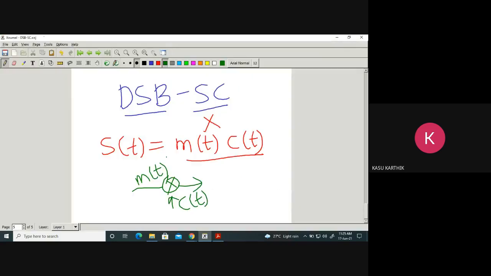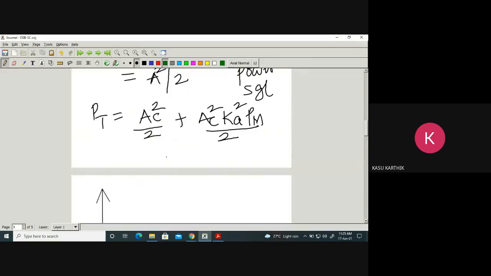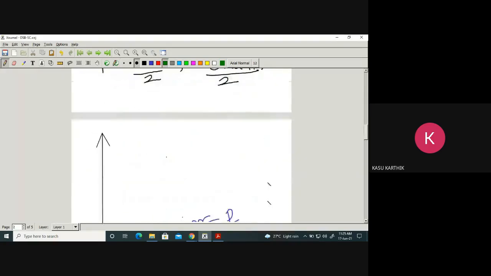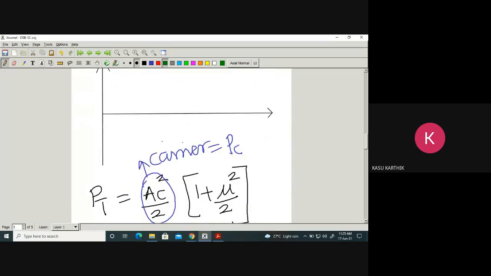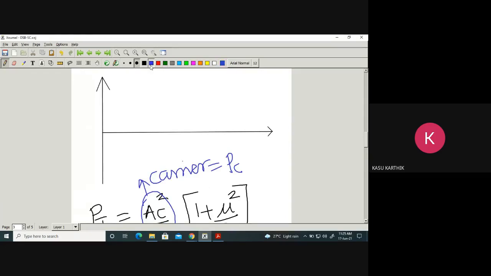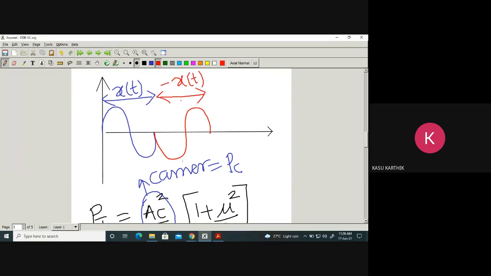Before that, let us discuss phase reversal. What is phase reversal? Suppose you take a sine waveform. This is something like x of t. Phase reversal means what happens? Next you take minus x of t. What is this part? Minus x of t. x of t, minus x of t. Now at this point, it is phase reversed.